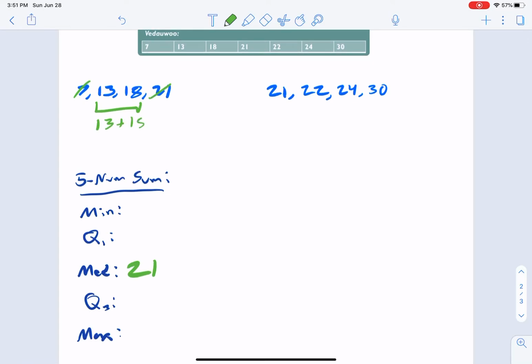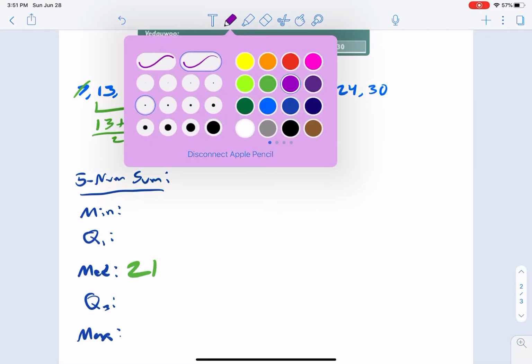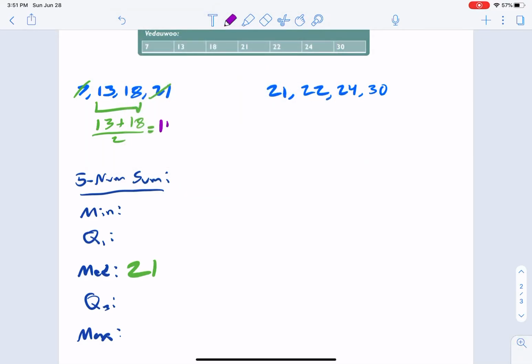13 plus 18 divided by 2. And let me get the old calculator out. 13 plus 18 divided by 2. That's 15.5. And in fact, that sounds like it's going to be important. I'm going to do it in purple just so we can see. And I'll write it down here.